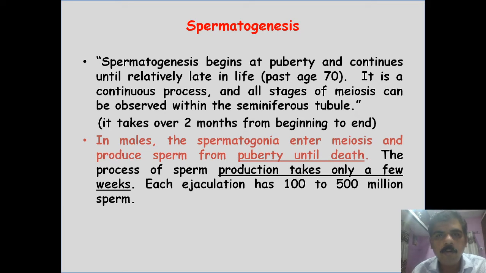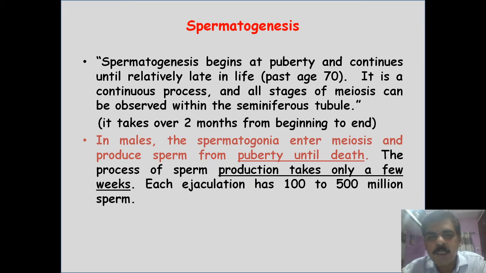Hello everyone. Today we'll discuss the first topic from Unit 3, spermatogenesis. What is spermatogenesis? It is the formation of sperm that begins at the onset of puberty, and it continues until relatively late in life, past age 70 or even after the age of 70.